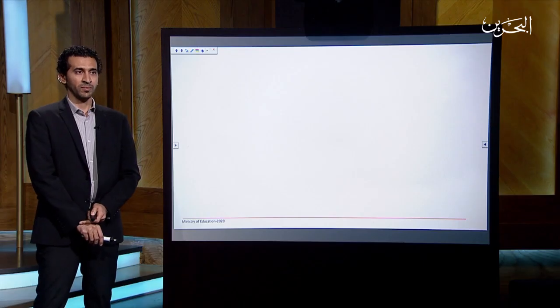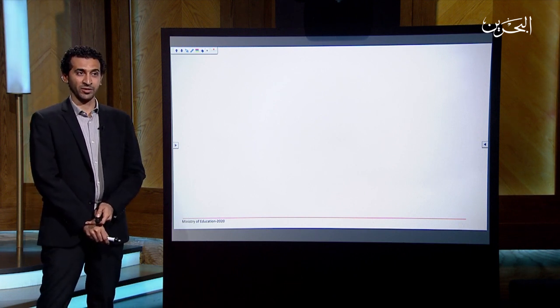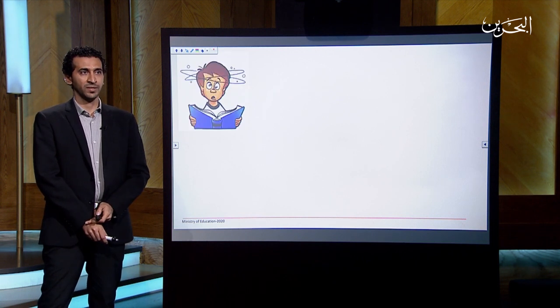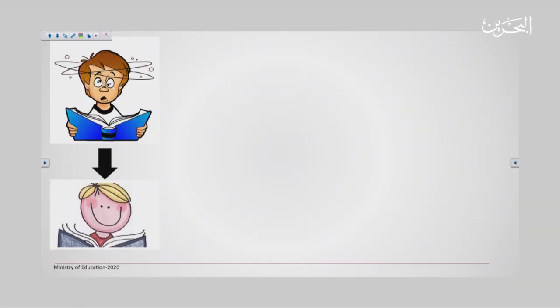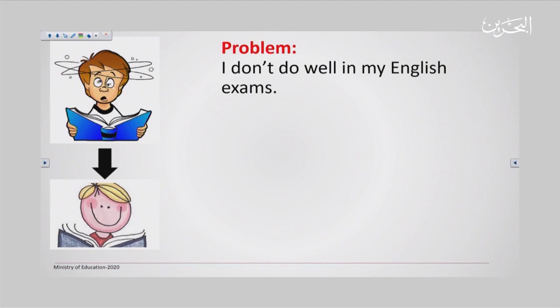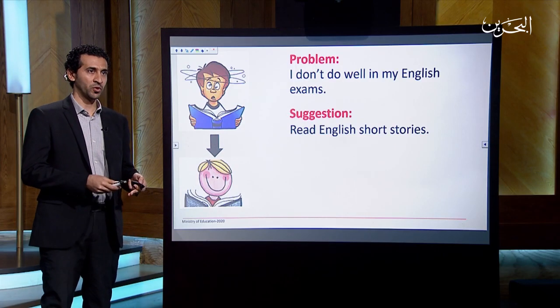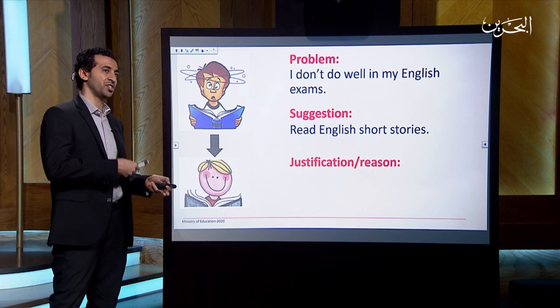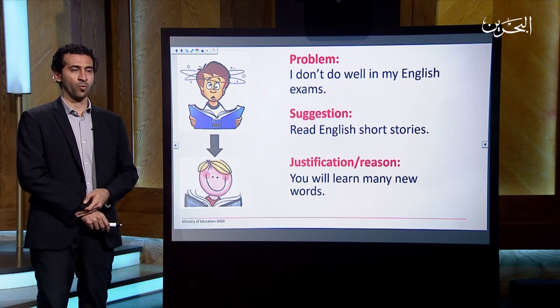Now, let's review more problems and try to make some suggestions and justification and reason for each suggestion. So here we go. So this is the problem. I don't do well in my English exams. So what do you think? So this is the suggestion. Read English short stories. So we have a problem and we have a suggestion. What will happen if you read English short stories? So this is the justification. Well, you will learn many new words.